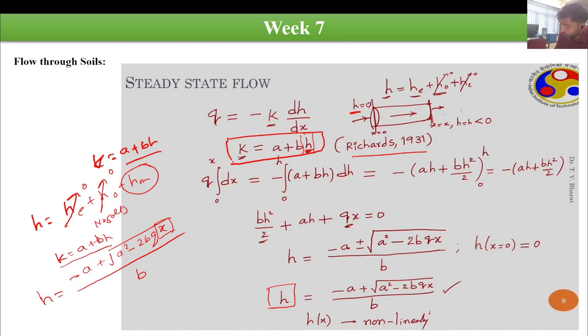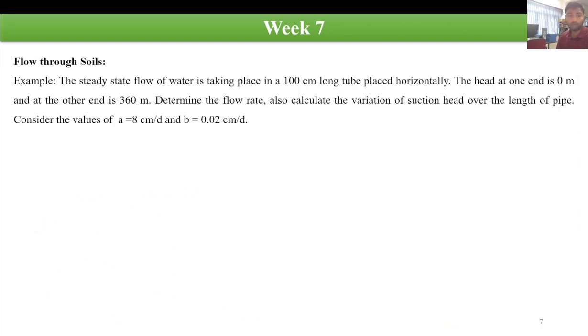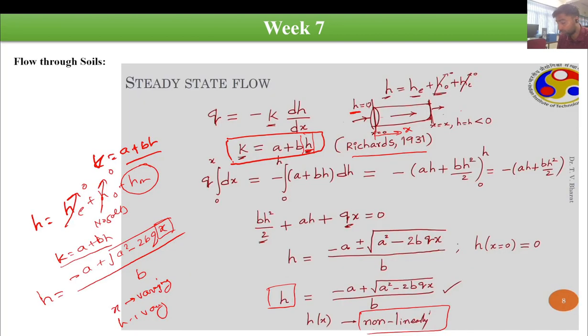X is the distance from this end. As X varies, H will also vary, right? So in that case, we can say that H is varying non-linearly with X, that is the distance. So the motto is to solve an example based on this formulation which we have observed from Richards 1931.